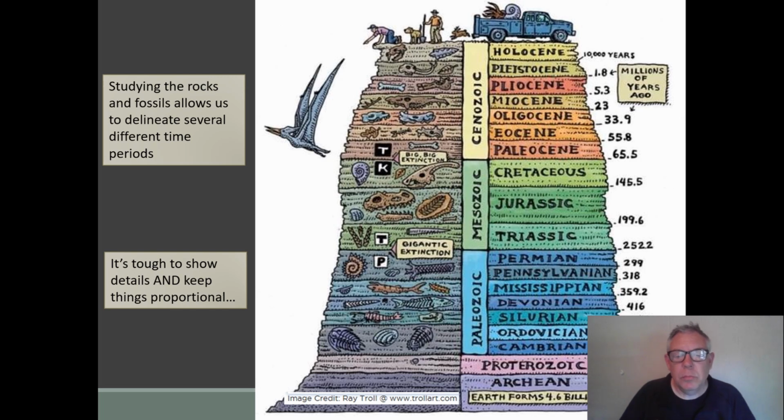And so the geologists delineate several different time periods. It's tough to show the details of each time period and keep things proportional. So the time periods are not all the same, like a year is a year is a year, where the time period is always the same. But not so with geologic time. We divide things up based upon large, obvious changes in the earth that are obvious in the rock layers. And so you can't necessarily draw things proportional and still see the details like you want.